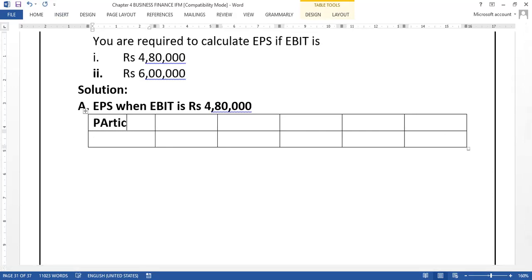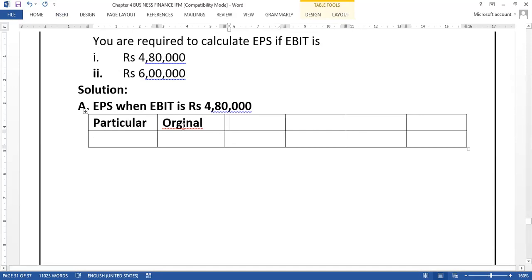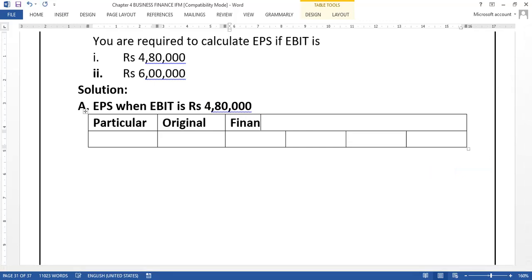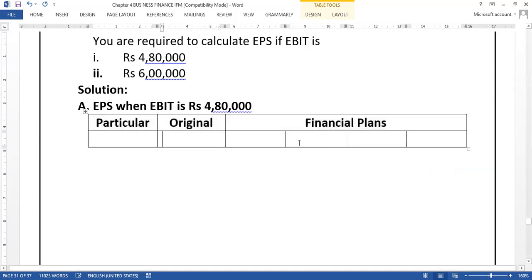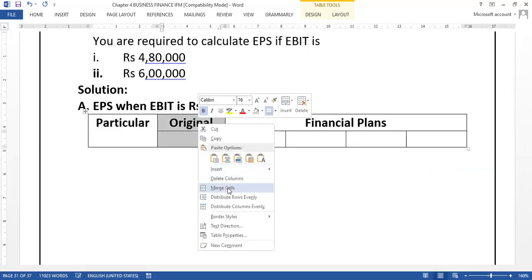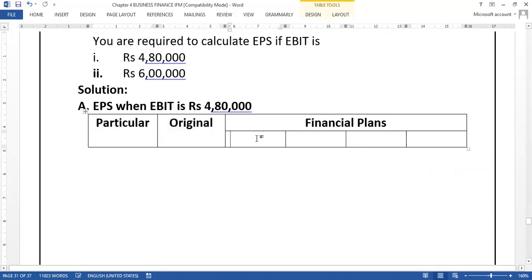Just try to do this. Okay, this is the original amount what we are doing. Original. Again, we have all the financial plans: financial plan 1, financial plan 2, financial plan 3, and financial plan 4.